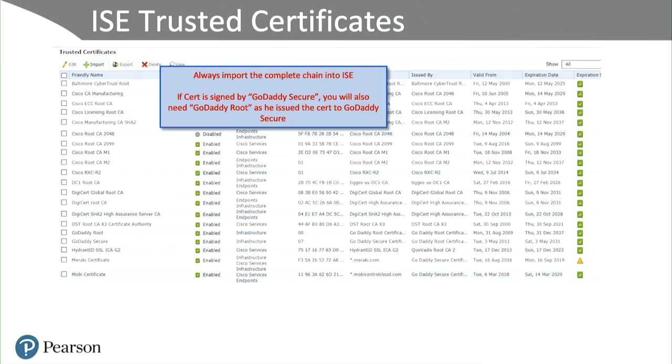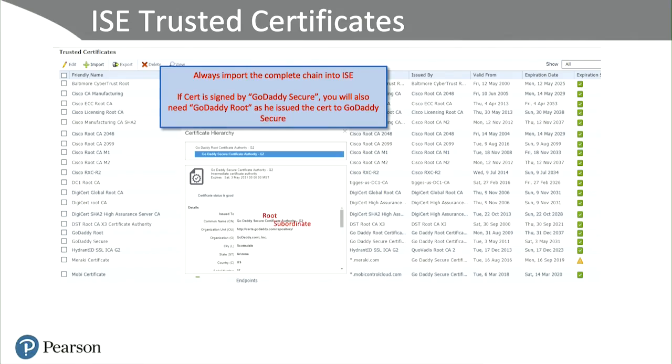Remember we talked about that chain of trust, that there is sometimes an intermediate certificate in the chain. Remember that from an ISE perspective, we always need to have the full chain of trust imported. So just because you import the signing certificate does not mean the full chain is actually going to be there and ISE is going to be able to validate that certificate. GoDaddy is a common example to where they have a root certificate and a certificate that actually signs the certificate that is issued to you. So as you see here, I have the root certificate and the subordinate certificate both in the certificate chain, and then I can view those and validate that the complete chain is there.